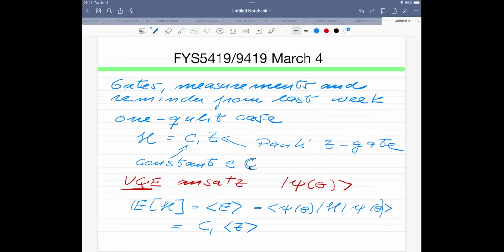So if we look back at what we did last week, there's an element of repetition still. One of the things which we looked at last week was a one qubit system, where we have a Hamiltonian, which could just be given by a Pauli Z gate. So there's a C1, which is a constant. And then the VQE ansatz means that we have a trial wave function. And then we have the expectation value of the energy, which is simply given by this quantity. And if you only have the Z gate, then you are calculating the expectation value of that operator.